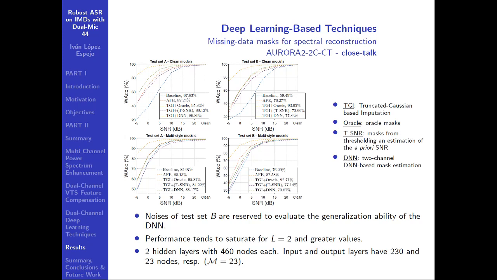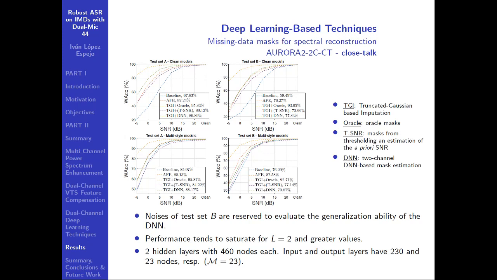Thus, if we take a look at the results for test set B, we can observe that the DNN exhibits some generalization ability to unseen noises during the training phase. Moreover, because the performance tends to saturate for L equals 2, I mean the size of the temporal context, and greater values, one guesses that the DNN is mainly exploiting the power level difference between the primary and secondary channels. Since most of the information required to provide a power level difference based estimate at frame t is close to that frame, the proposed DNN approach does not benefit from further increasing the length of the analysis window.